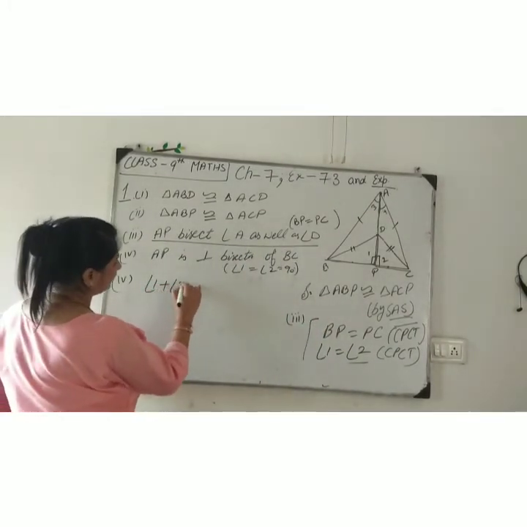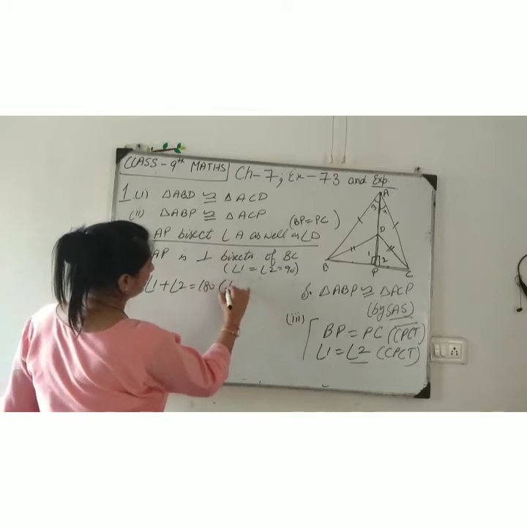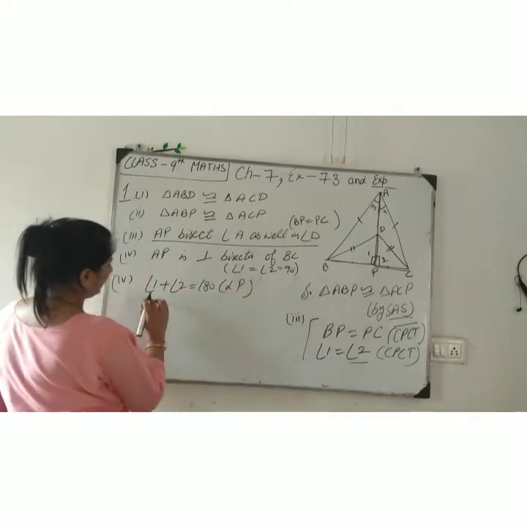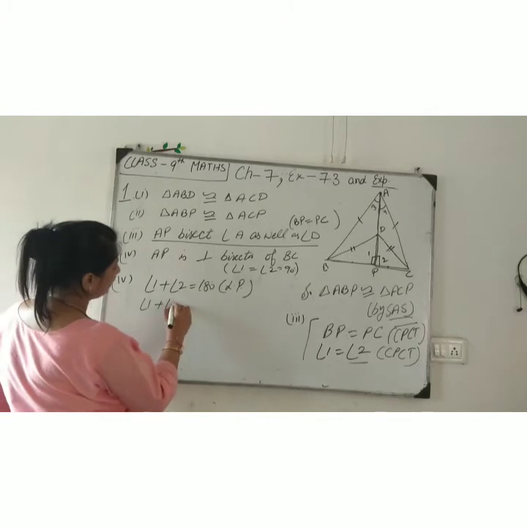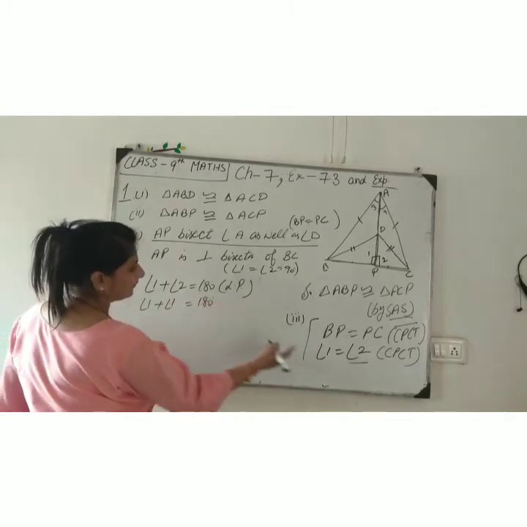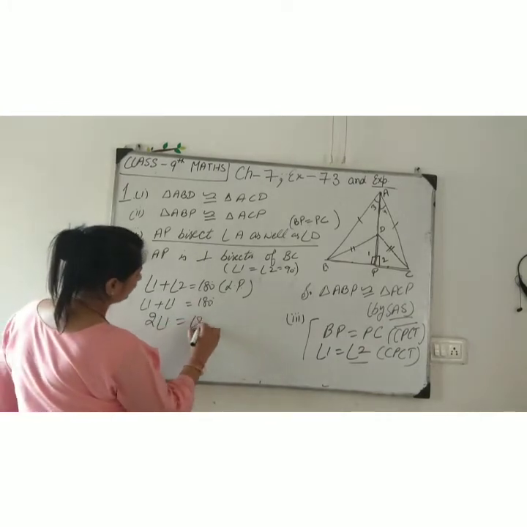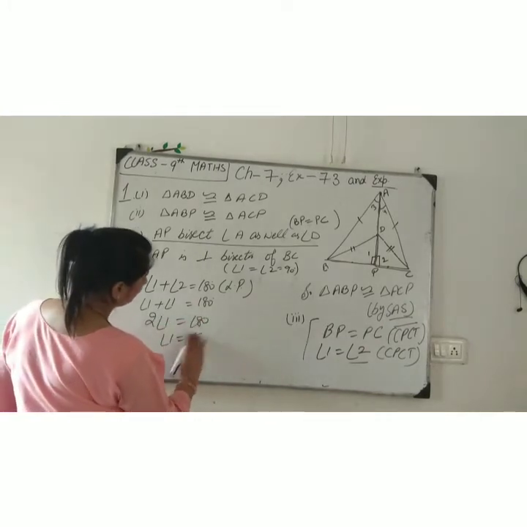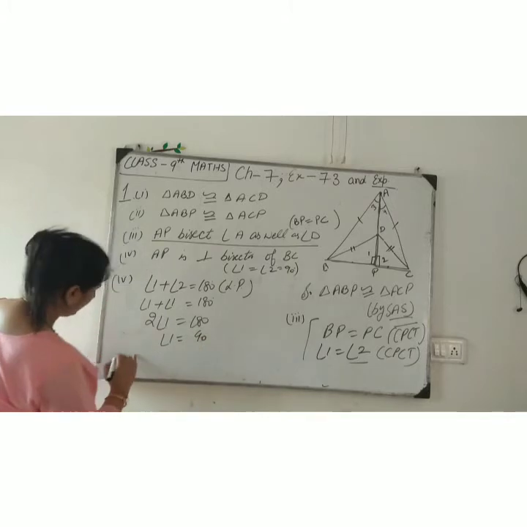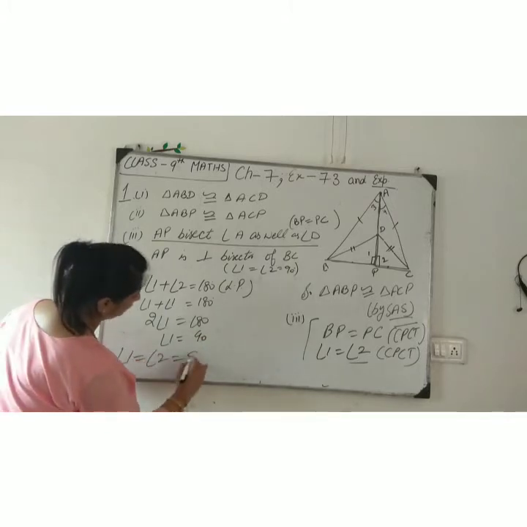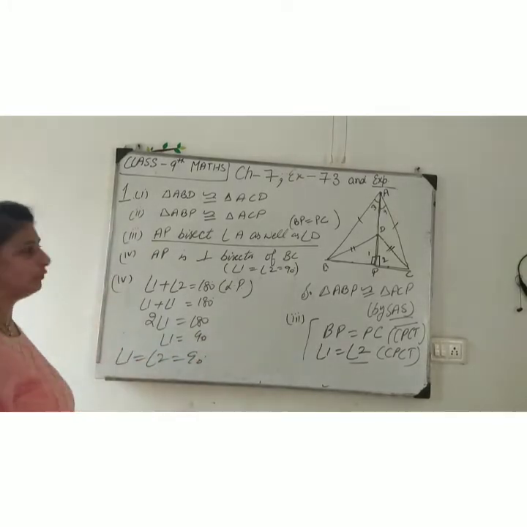Third part. Clear? Angle 1 plus angle 2 equals 180 degrees, reason linear pair. Instead of angle 2, can I write angle 1? Because I proved above that angle 1 equals angle 2. So 2 angle 1 equals 180 degrees. Angle 1 equals 90 degrees. So angle 1 equals angle 2 equals 90. Hence proved.